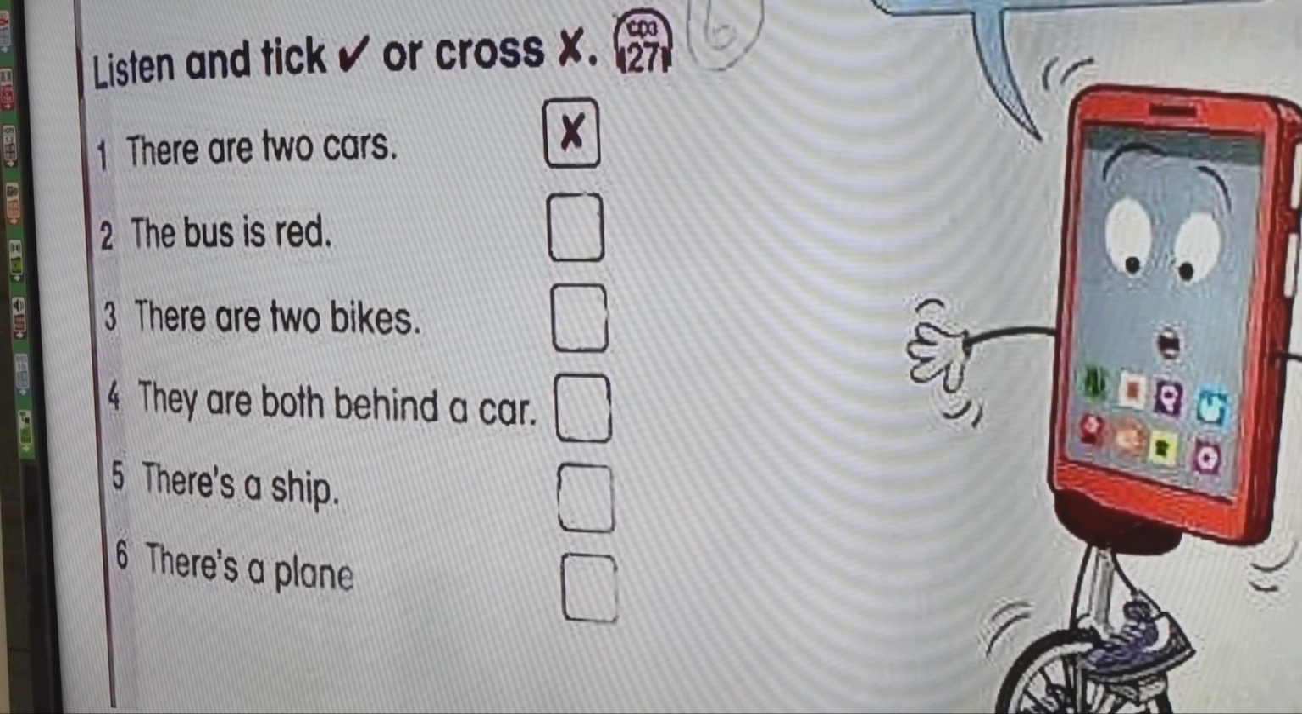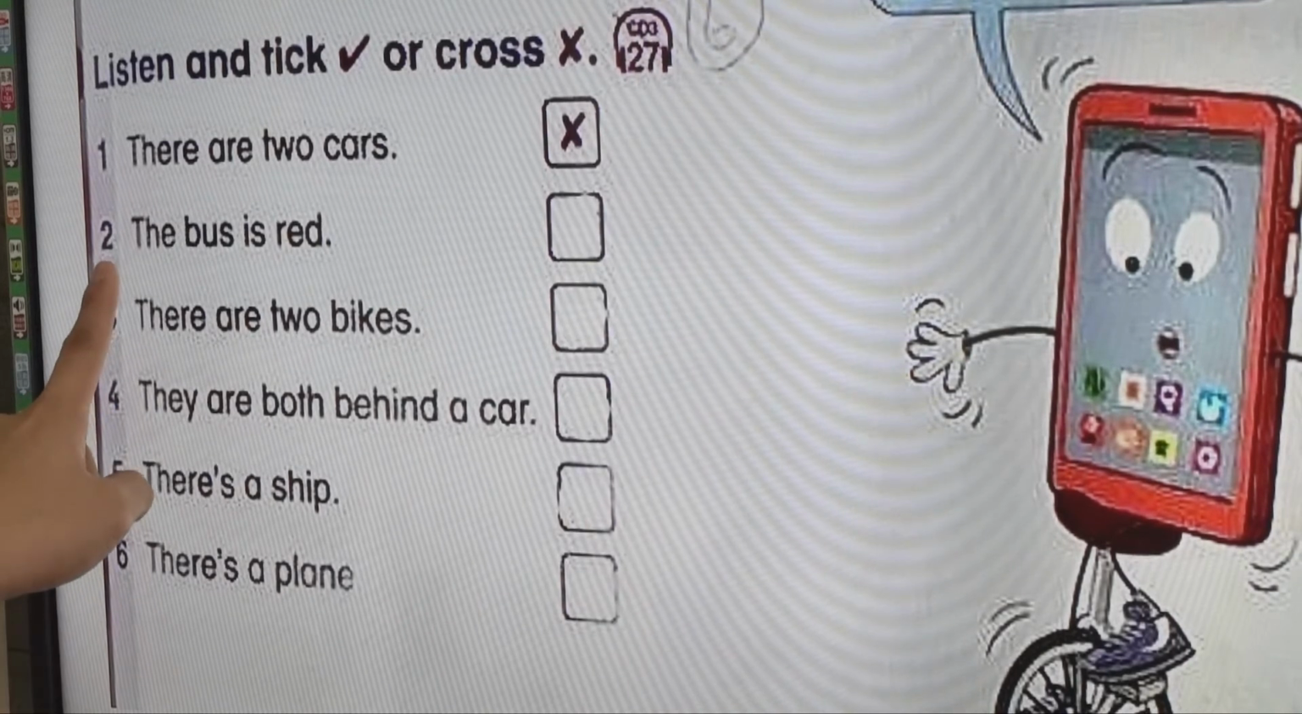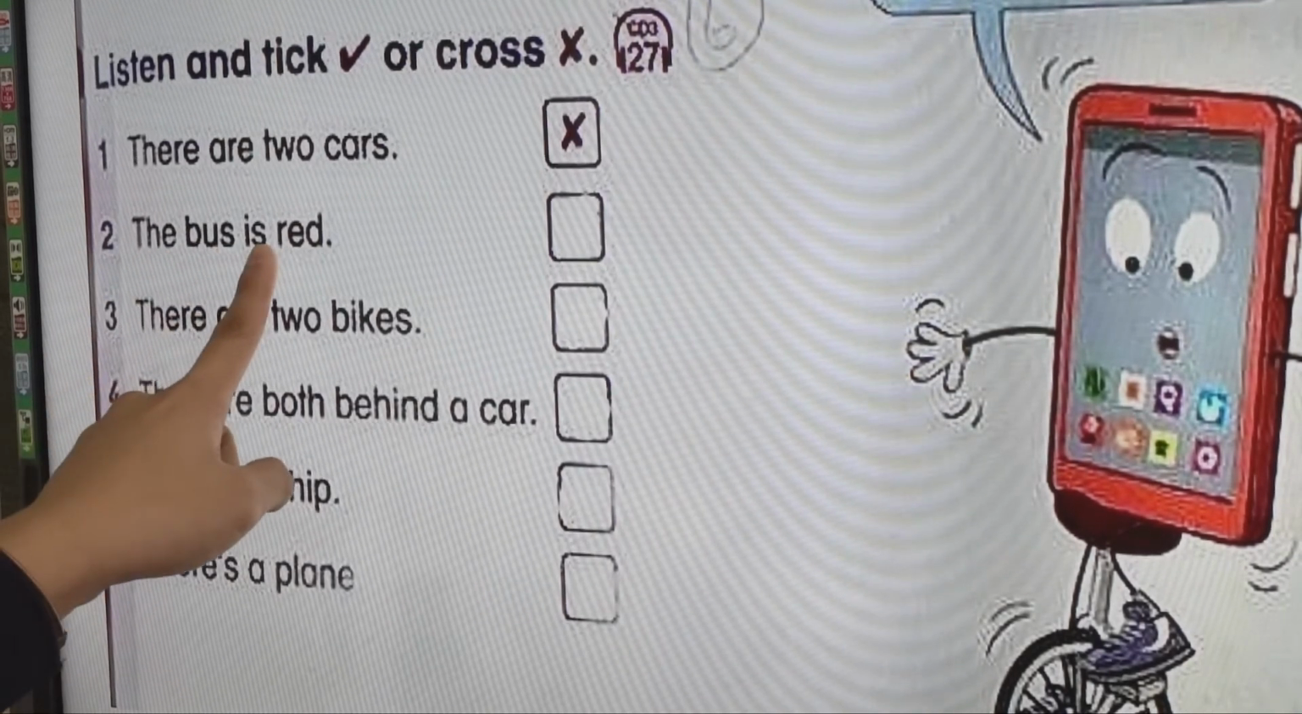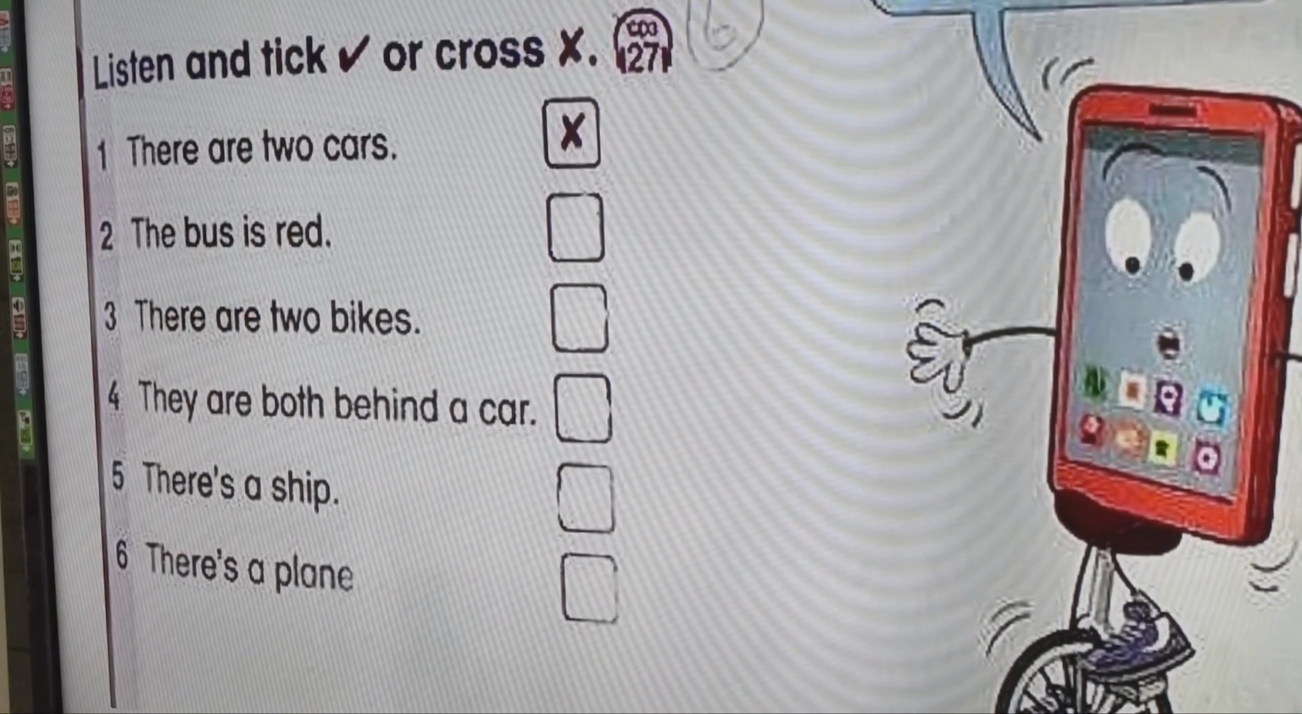Okay, the man said, there is 1 bus. It's red. Let's read question 2 together. The bus is red. Is the bus red? The bus is red. Yes. So it should be a tick, right? You put a tick. Alright, so put a tick in the box, everybody.